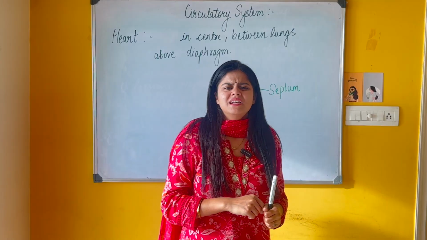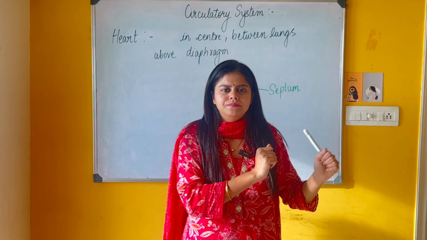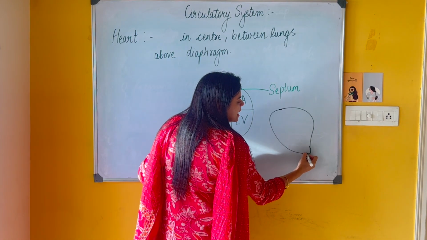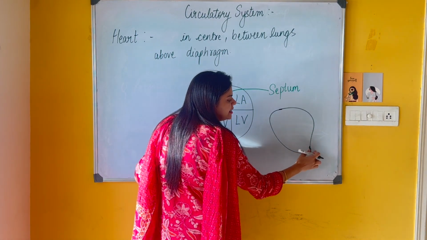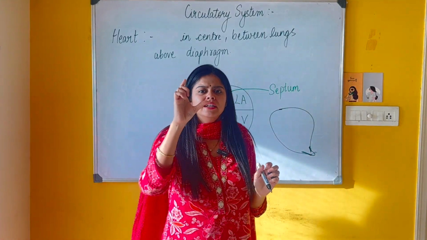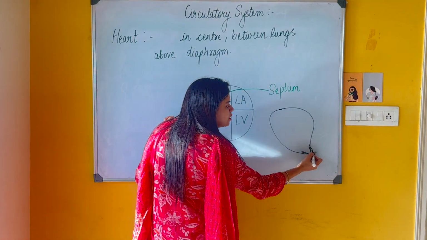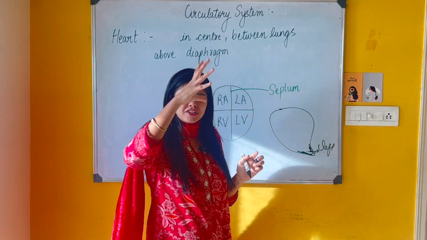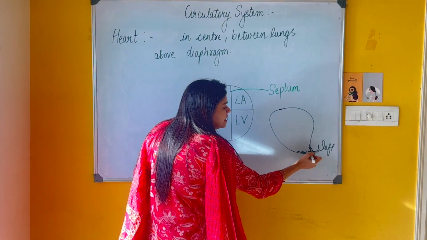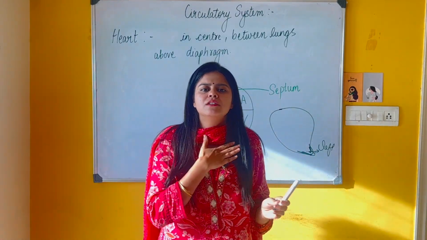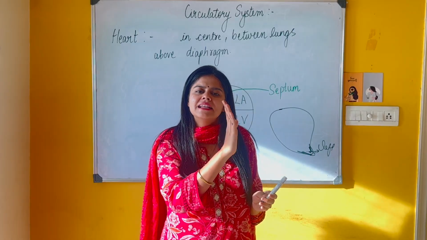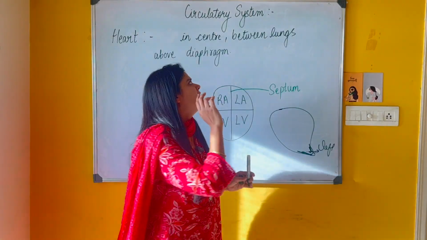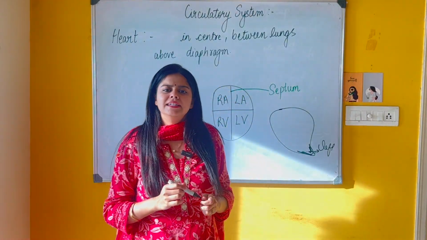Then why this common misconception that heart is present on the left side? So the triangular part of the heart is slightly tilted towards the left, and the contraction is maximum at this part. That is why we have this misconception that heart is on the left side. But what is the exact location of the heart? In the center between two lungs above the diaphragm.